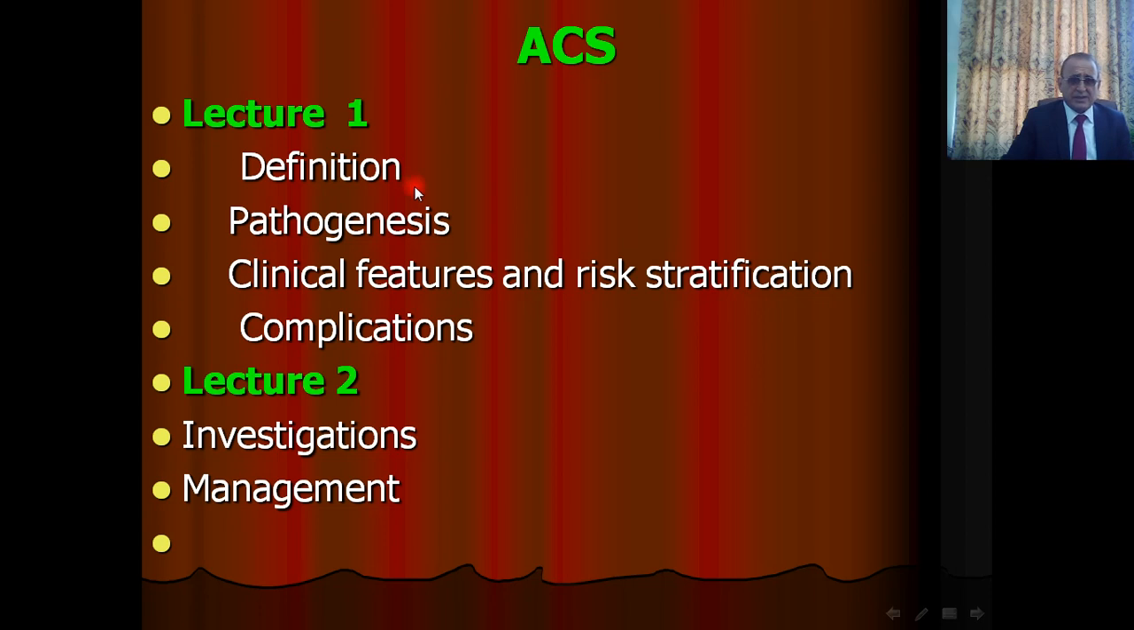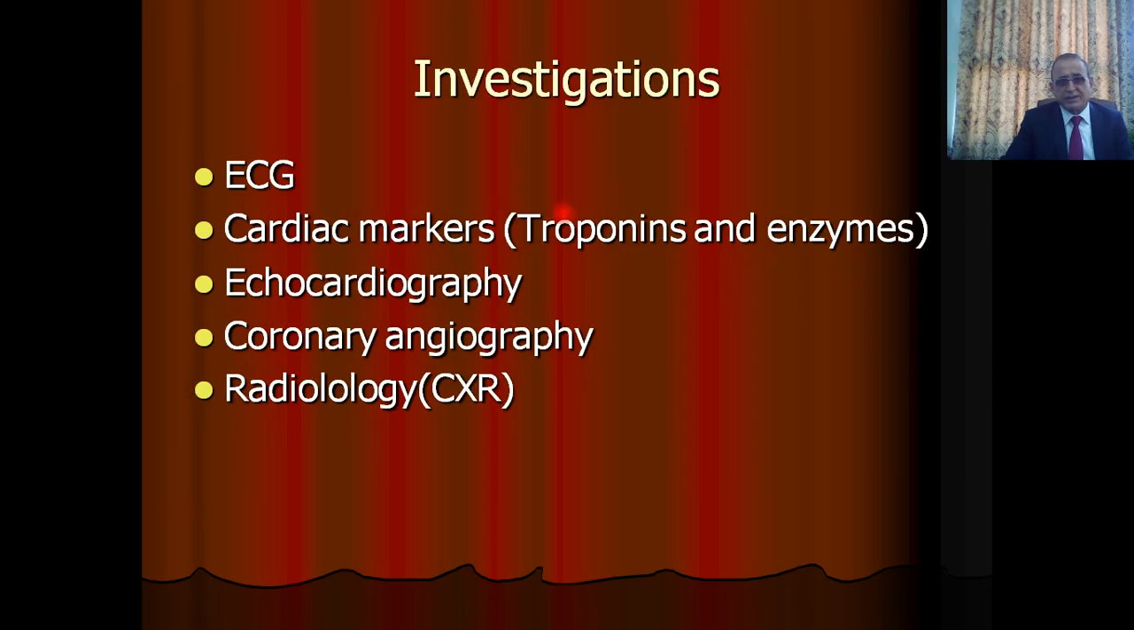In the previous lecture I talked about definition, pathogenesis, clinical features and risk stratification and complications. Today I will talk about investigations and management of acute coronary syndrome. The investigations are mainly ECG and cardiac markers, then echocardiography, sometimes coronary angio and chest x-ray.